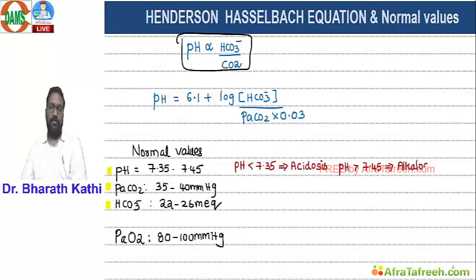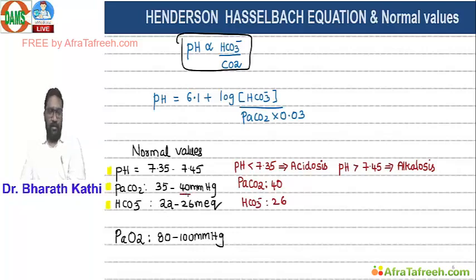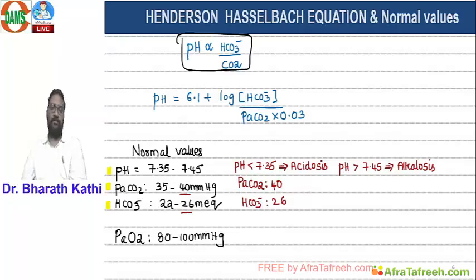In simple words, if pH is less, acidosis. If pH is more, alkalosis. Then in this present lecture, for calculation convenience, let us take normal CO2 as 40, bicarbonate as 26. We are taking the upper limit, 40, 26. Now I'll give you few examples.